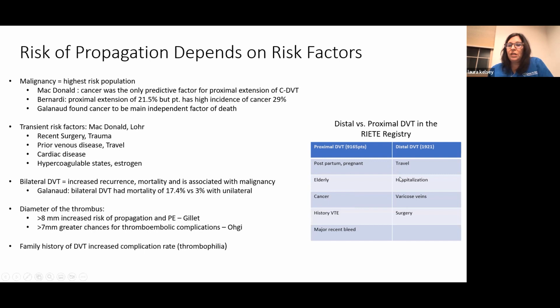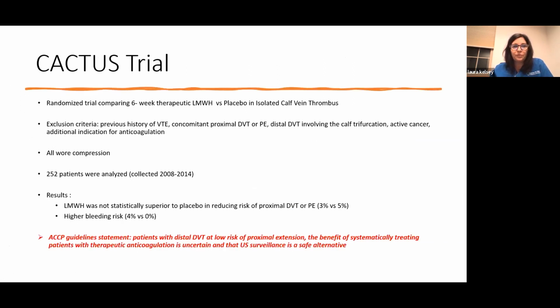I think the registry did the best job. Again, these are patients that are looked at retrospectively. The proximal DVT patients, there were 9,000, distal were 1,900. And it kind of sorted out what characteristics or what provoking factors led to their clots. And you start to see that travel is certainly not as risky as cancer. Varicose veins certainly isn't as risky as a history of VTE. And so really dissecting out the provoking factors is important.